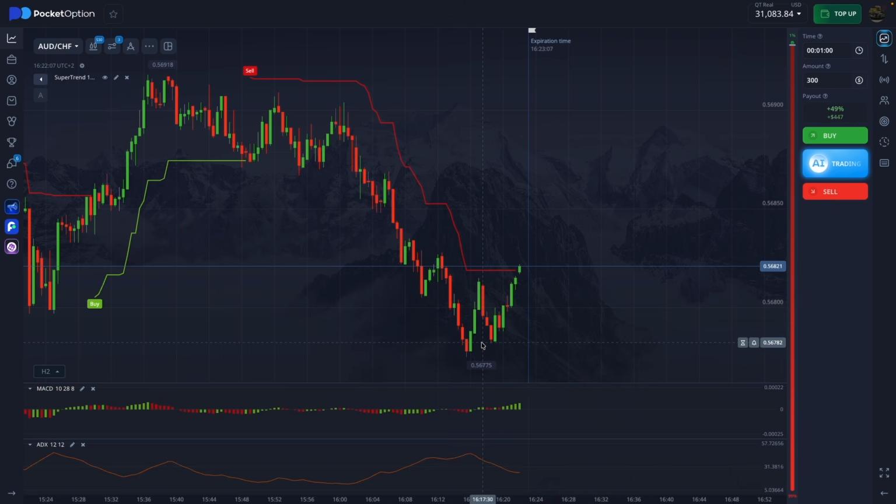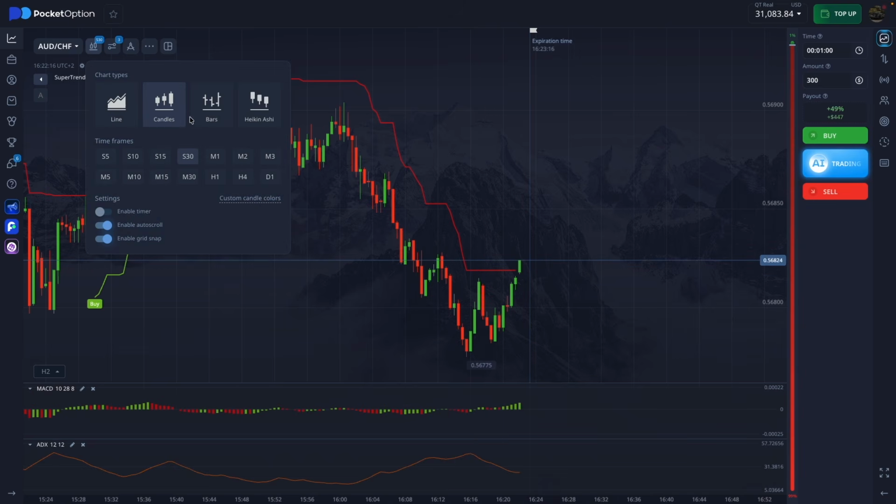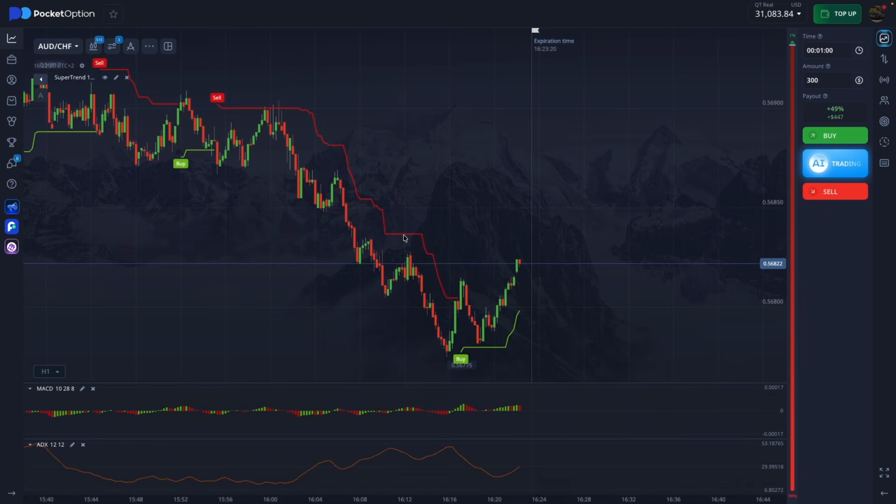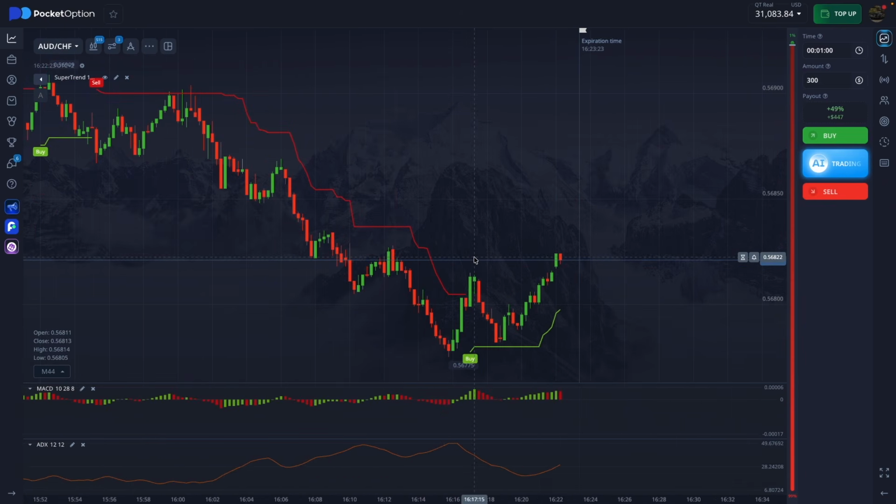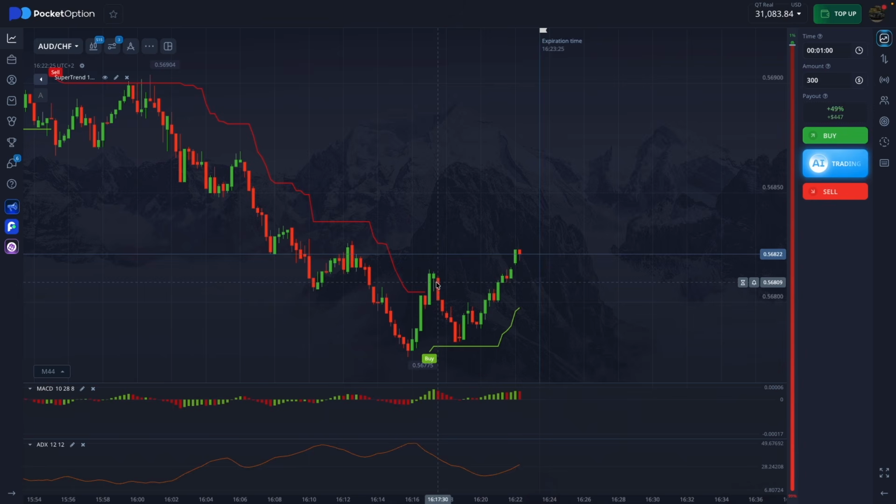To get signals for 1-minute trades, and today, as usual, I will be opening exactly 1-minute trades, I also need to set up the chart itself. So I use a candlestick chart type, and today I will use 15-second candles for opening 1-minute trades. Alright, I've set up the chart. Now I can gradually move on to explaining the strategy.